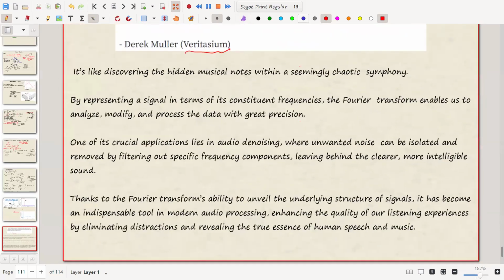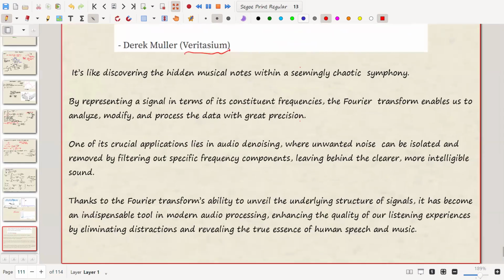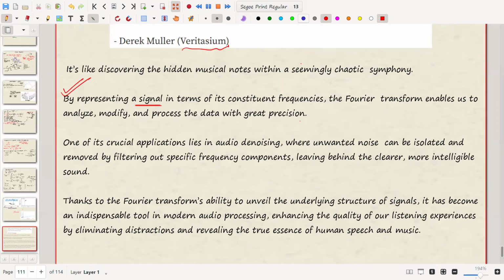What is the Fourier transform? Basically, it is like discovering the hidden musical notes from a chaotic symphony. Just to motivate you properly, so you can see why we are actually doing it. You can see that it transforms a signal into its constituent frequencies. That's what the Fourier transform does.